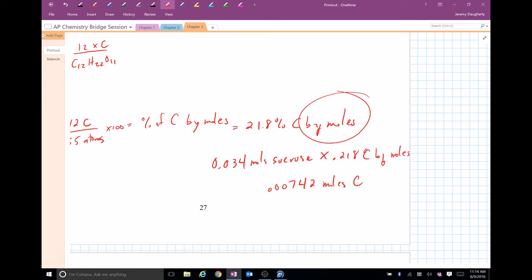And again, just make sure your units match. If you're given grams, then you want percent by mass. If you're given moles, then you can use percent by moles. But they have to match. You can't take your grams times your percentage by moles.